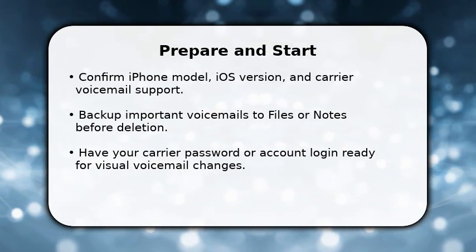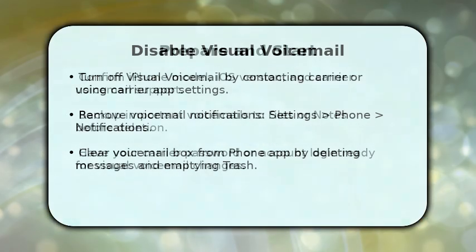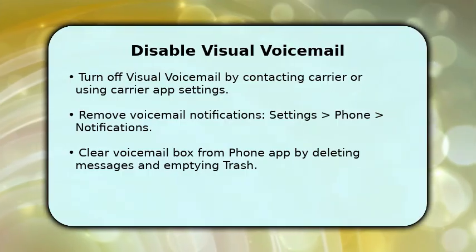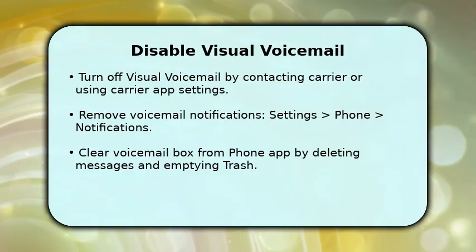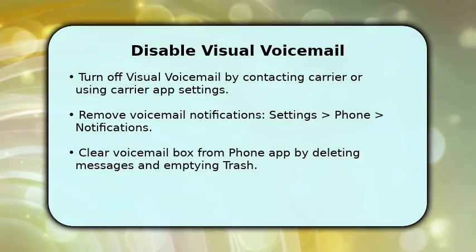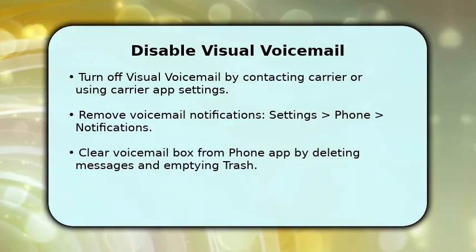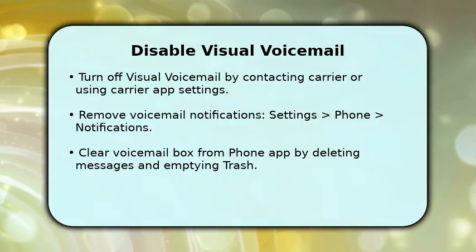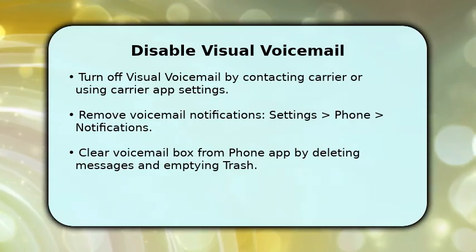Next, you disable visual voicemail. If your carrier hosts voicemail, contact them or use their app to turn off visual voicemail. This removes the visual interface. For native settings, go Settings Phone and adjust voicemail options. Make sure notifications are off so you stop getting alerts.